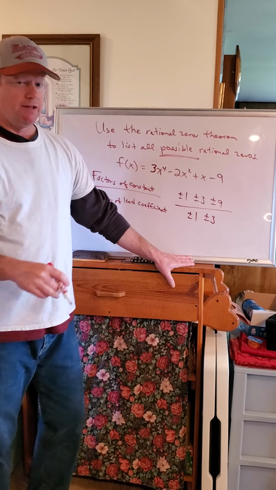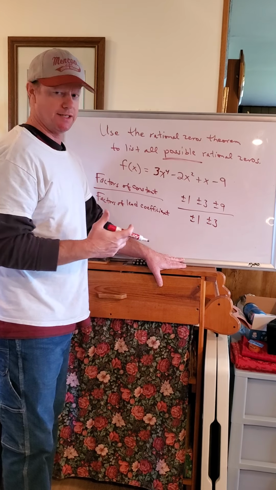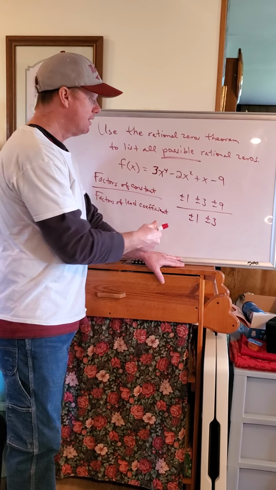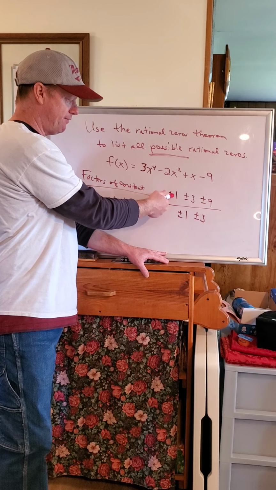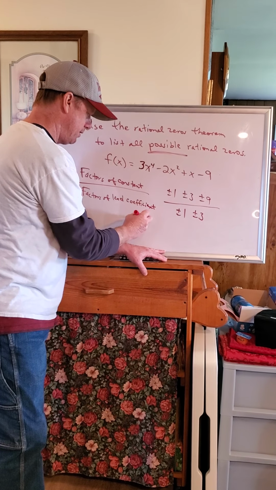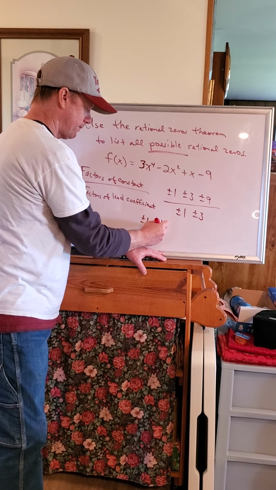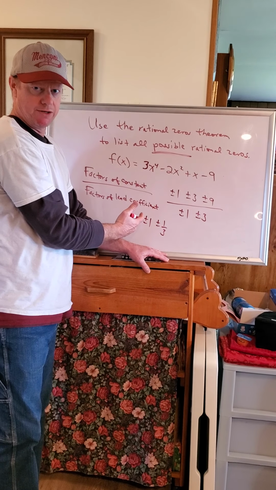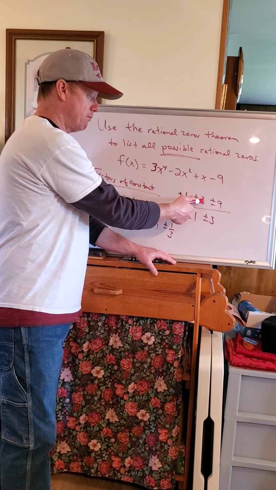And then after you do that, I want you to actually list them all out so I can see them all, and I know that you know what you're talking about. So how I do it is I just start with the top left number. 1 over 1 is 1. 1 over 3 is 1/3. Notice I put positive and negatives in front of each one of those. And then I move on to the next one.